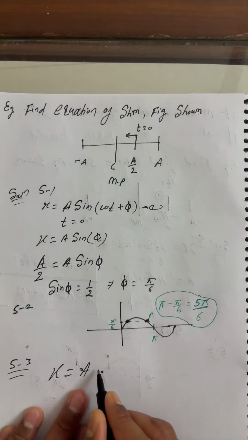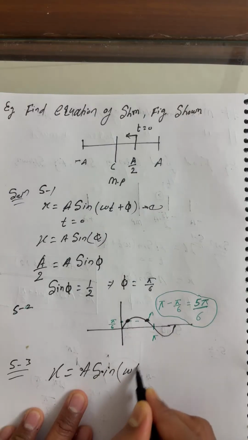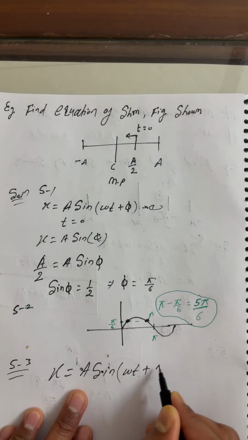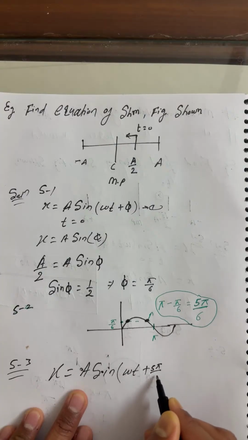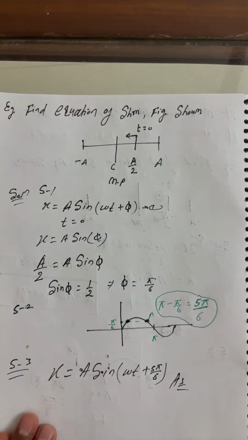So x equals A sine(omega t plus 5 pi by 6). Literally this is the answer of this question.